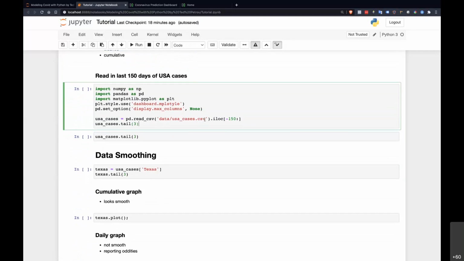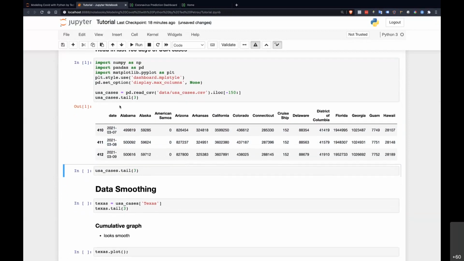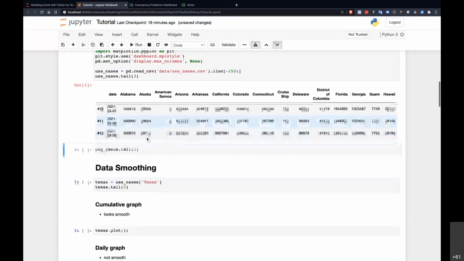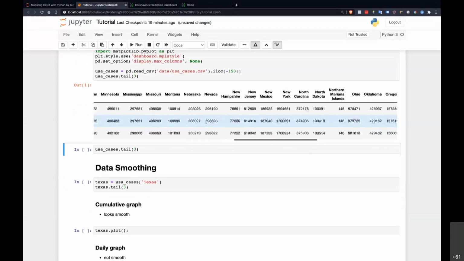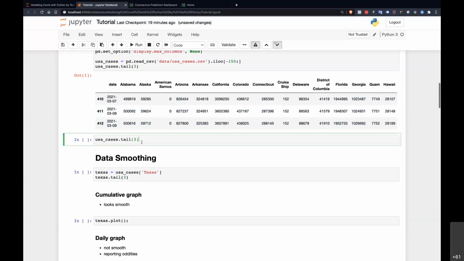There is a single CSV file called USA cases, which I just updated today, so it will have the most recent cases. These are cumulative numbers for each state. In this tutorial, I'm just going to look at a single state, Texas, and the same model is applied to every area. It has data on all the states. This is just the last 3 days.